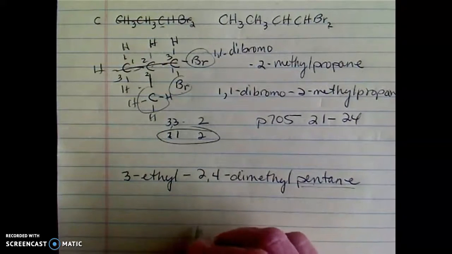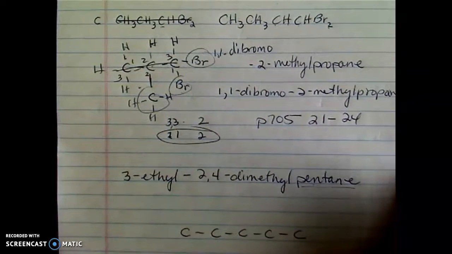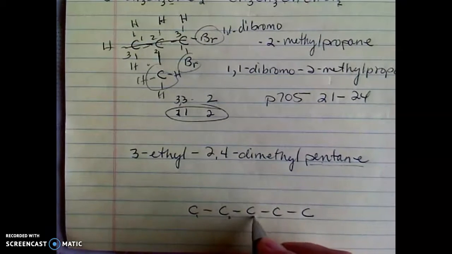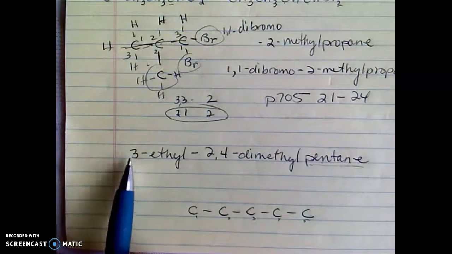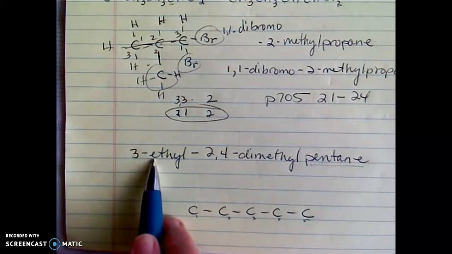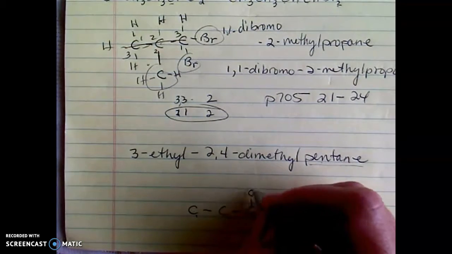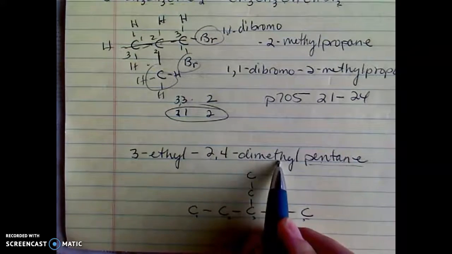Pent is 5, so I'm going to go 1, 2, 3, 4, 5. And I'm just going to let it go. I'm going to let this be number 1, 2, 3, 4, 5. So it's nice and simple, nice and straightforward. And then I'll just go across. So I have 3-ethyl. So off of my third carbon, I have an ethyl. Remember, eth means 2. So off my third carbon, I have to have 2 carbons. So that's ethyl. Then, off of carbon number 2, I need a methyl.